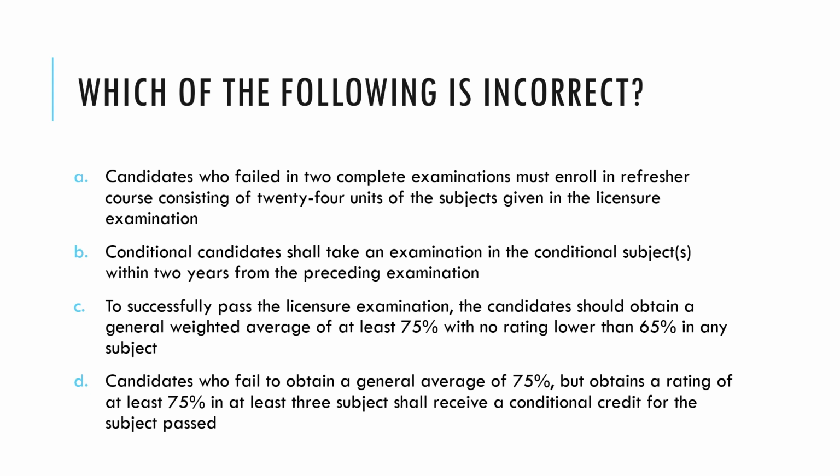Letter D, candidates who fail to obtain a general average of 75 but obtain a rating of at least 75% in at least three subjects shall receive a conditional credit for the subject passed. This one, unfortunately, is incorrect, as this particular candidate needs to obtain a rating of at least 75% in at least four subjects. We currently have six subjects in the licensure examinations. We need a majority, so 1/2 plus 1, so that will be 3 plus 1. So we would need 75% and above in at least four subjects to get a conditional rating.